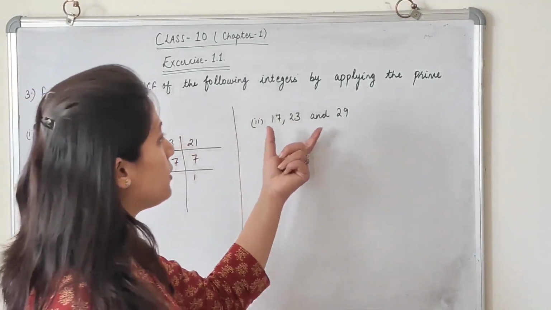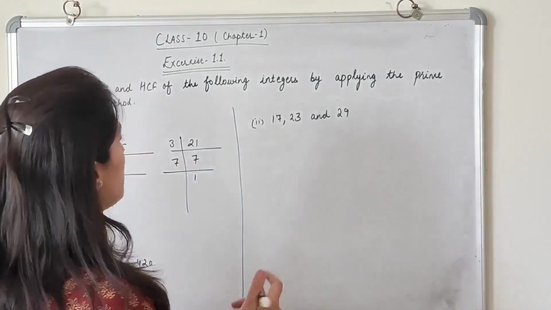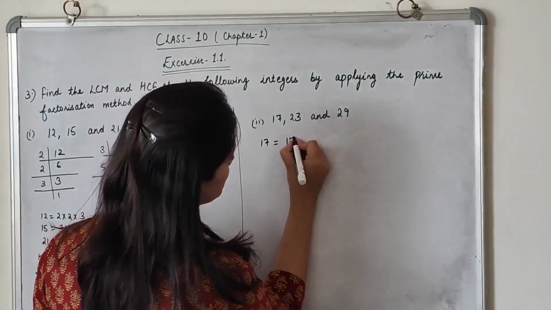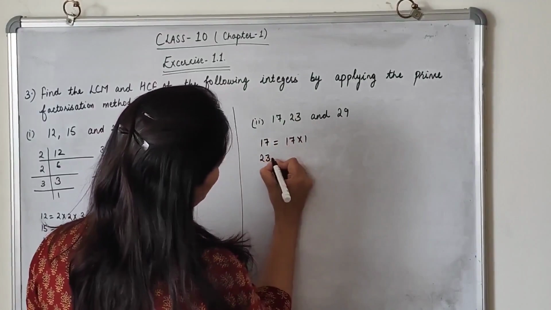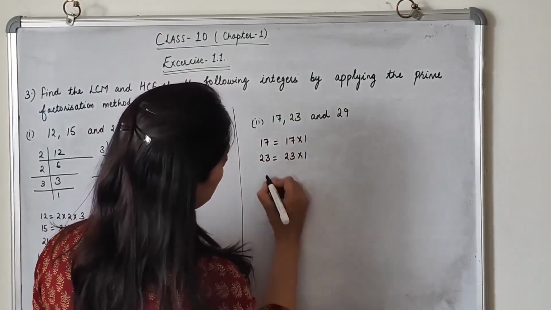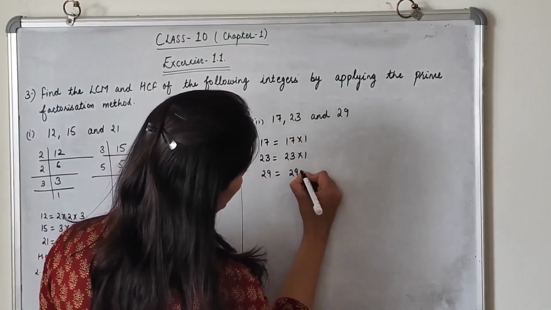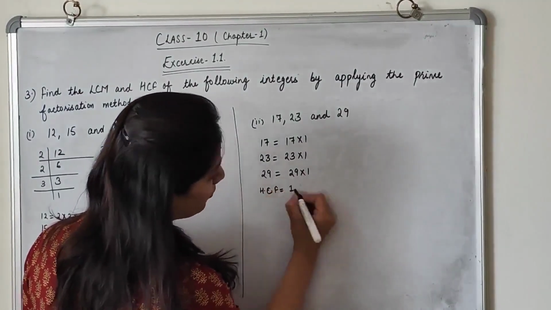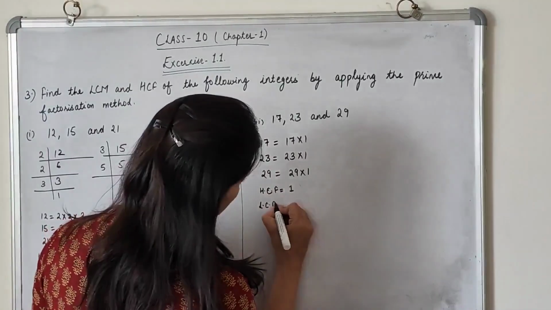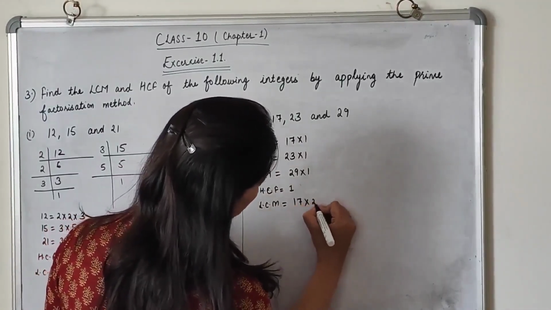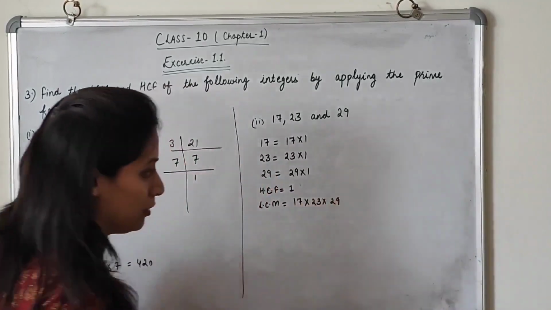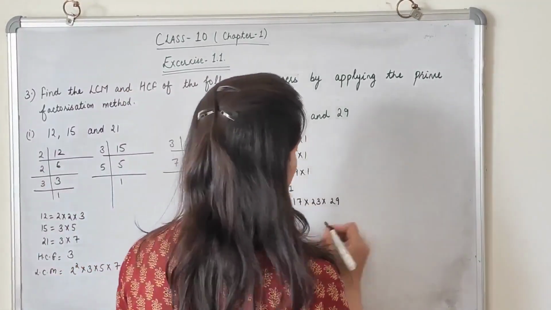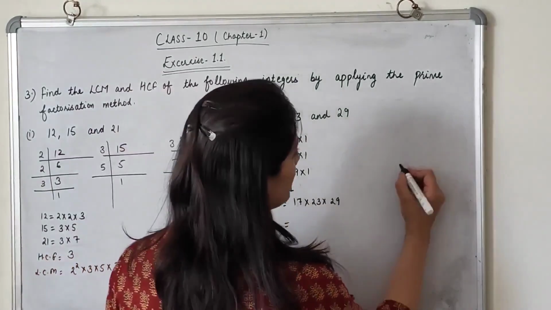Look at these numbers. These are all prime numbers. So what will be the prime factors of 17? 17 is equal to 17 cross 1. 23 is equal to 23 cross 1. 29 is equal to 29 cross 1. So what will be the HCF? HCF will be 1. And what is the LCM? LCM is equal to 17 cross 23 cross 29. So what will be the answer? Multiply all these numbers and check what result we get.